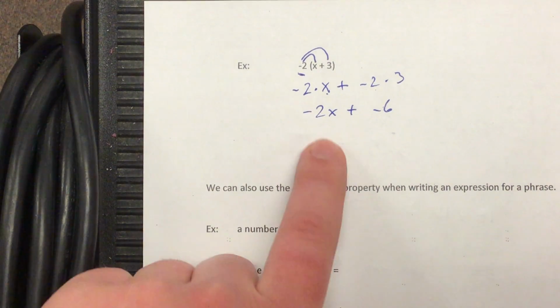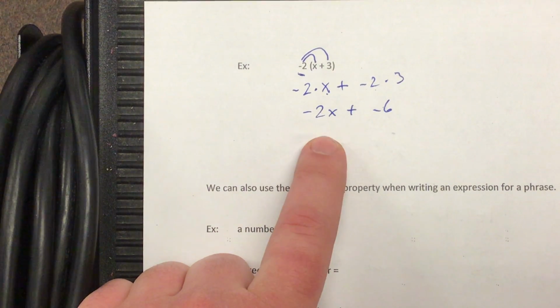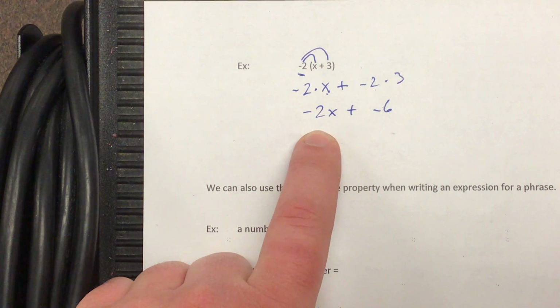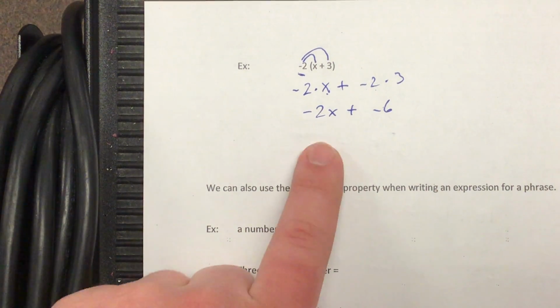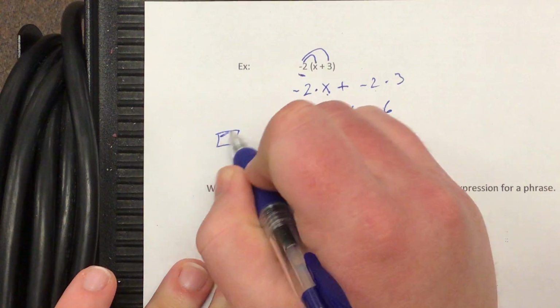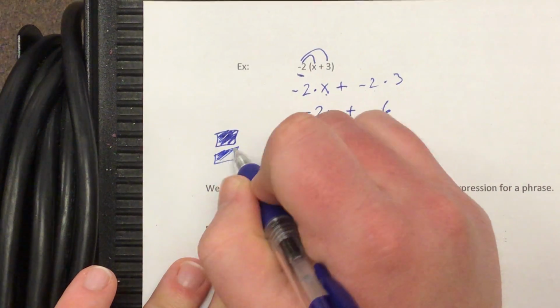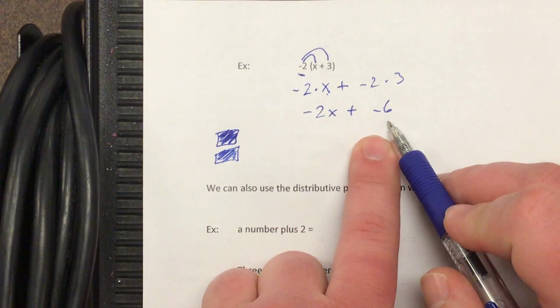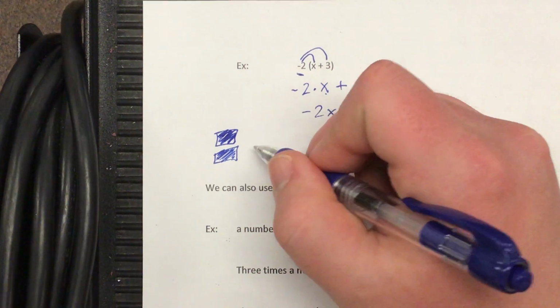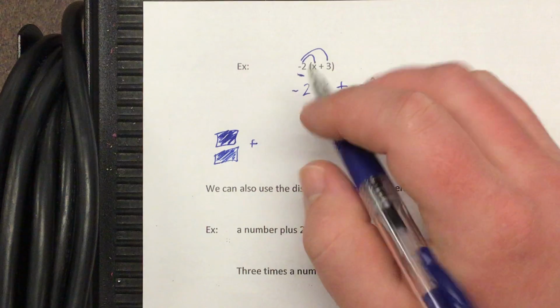All right, so now for our tiles, what kind of rectangles for negative 2x? Shaded. And how many? 2. So we have 2 shaded rectangles. Now we have negative 6. So how many squares and what kind? Shaded. And how many? 6.